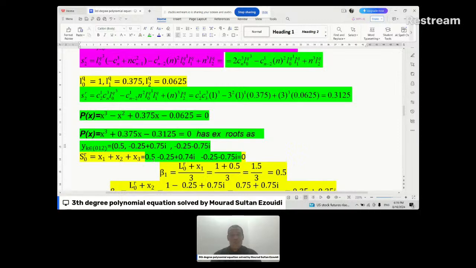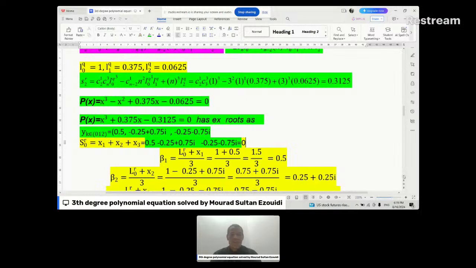You can see 0.5 minus 0.25 plus negative 0.25, this is 0. And also we have here 0.75i minus 0.75i, also equal to 0. Therefore, the roots of my new third degree equation are in fact 0.5, negative 0.25 plus 0.75i, and then the third root is negative 0.25 minus 0.75i, meaning that we have one real root and two complex numbers.